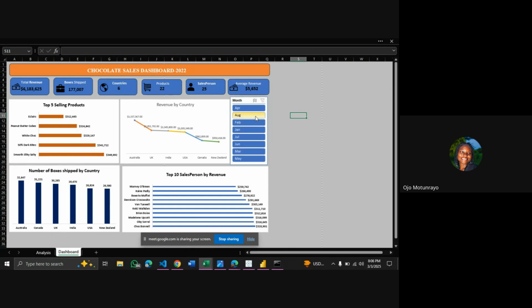The revenue by country, the line graph. Yes. Yeah, I think that's actually not the appropriate one. Okay. Number of boxes shipped. All right, this is beautiful. Your placement of icons.